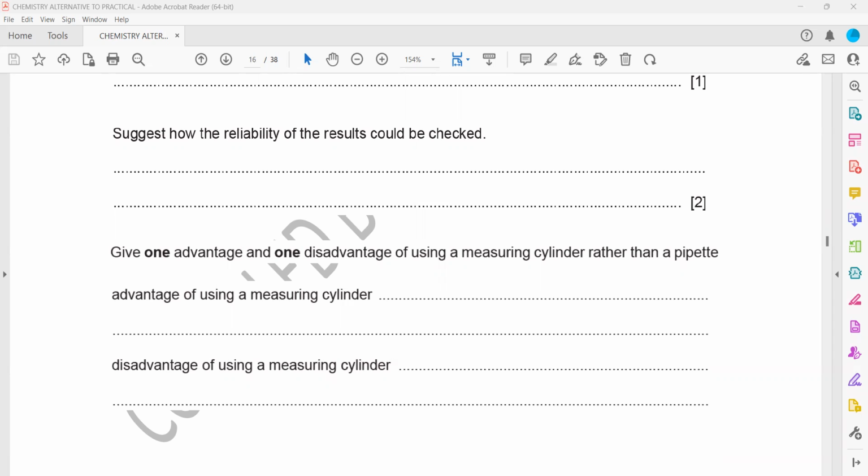Yeah, that's also a good point. Repeat until you get two concordant results. Repeat until your results are concordant means they're within the range of 0.2. Two of the results.